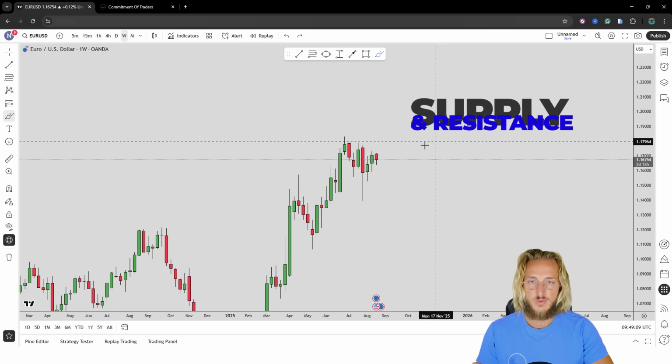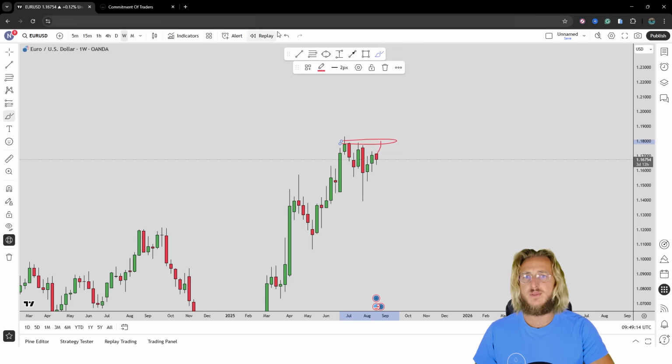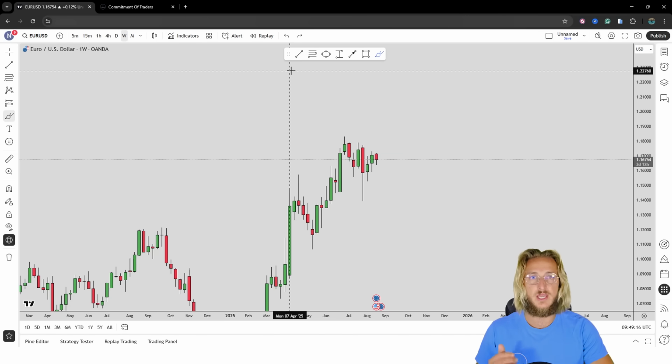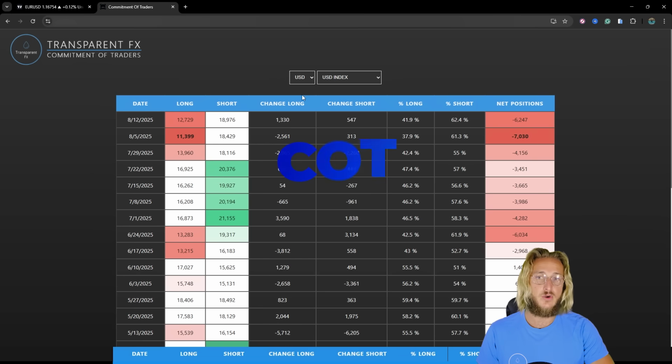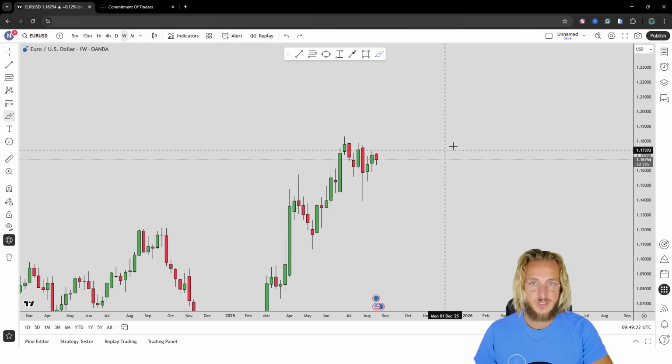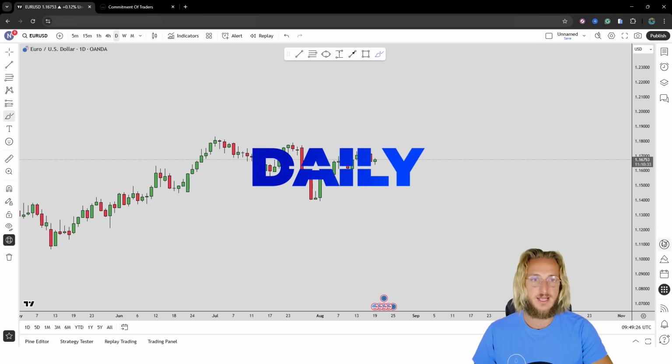So there is good probability of seeing institutional shorting inside of this zone. And we will be speaking about the institutional positioning in just a few moments when we move to the commitment of traders analysis and look at the data precisely for EURUSD. But for now, let's keep all of this in mind and drop down on the daily time frame.